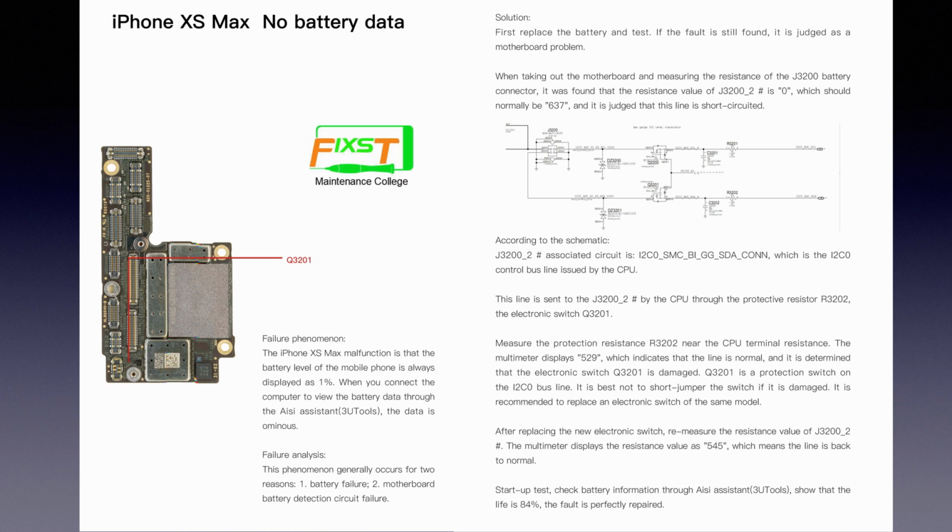But after we test the resistor, the resistance is normal. So it's determined that the problem is in the electric switch Q3201. Because this IC is on the I2C bus, we do not make a shock jumper. We change a new electric switch of the same model and then test it again. The resistance comes back to normal. So we check the battery information through the video tools and see it. The battery life is 84%. So it means that this problem is finished.